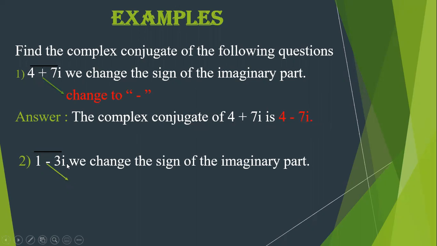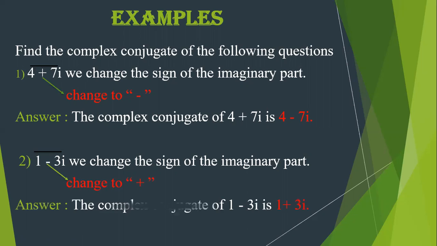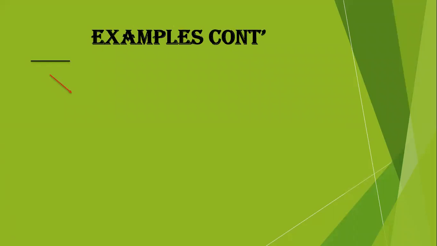Let's look at another example. 1 minus 3i. What is the sign of the imaginary part? It is minus. So what would we change it to? Plus. Very good. So what would be our answer? The complex conjugate of 1 minus 3i is 1 plus 3i. Very good.